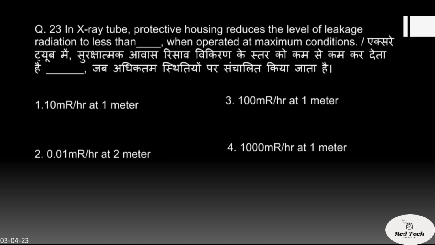Options are: option 1, 10 milliroentgen per hour at 1 meter. Option 2 is 0.01 milliroentgen per hour at 2 meter. Option 3 is 100 milliroentgen per hour at 1 meter. And option 4 is 1000 milliroentgen per hour at 1 meter. So the right answer is option number 3, 100 milliroentgen per hour at 1 meter. I will discuss this topic in detail in the coming theory videos.